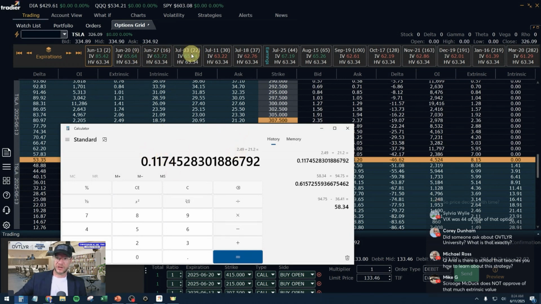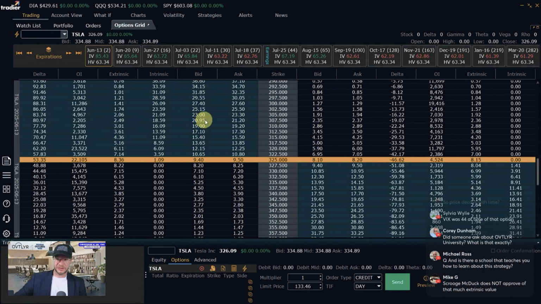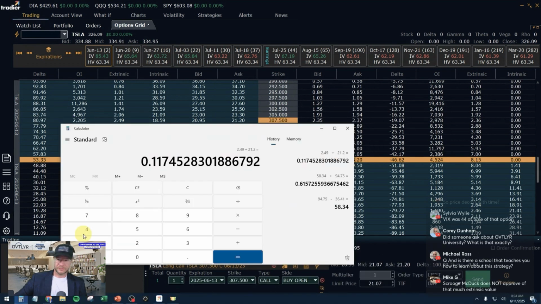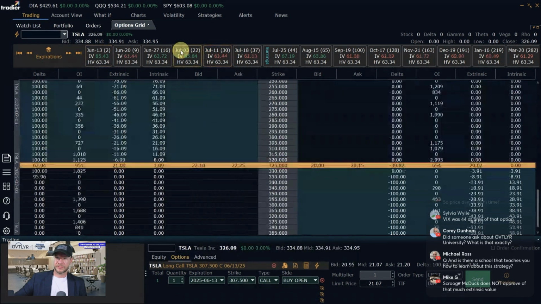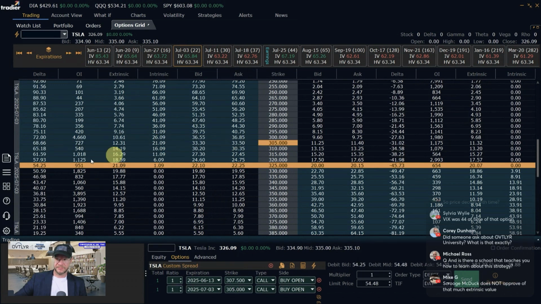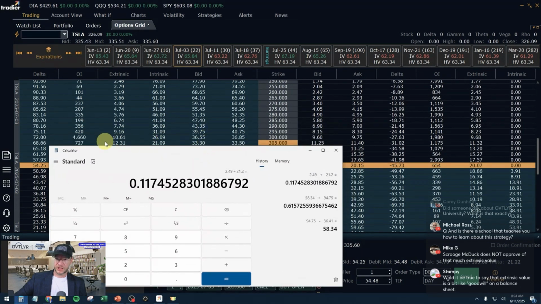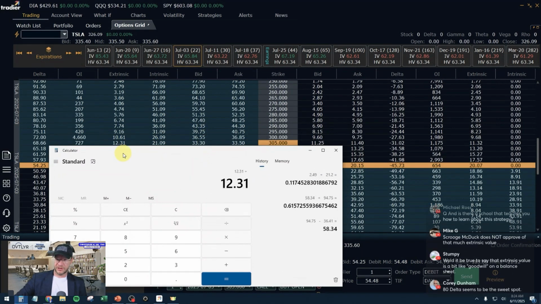Let's go out to 22 days out. Let's again go to the 80 delta, which is this one here. The math always maths. This is why I go here. 80 delta is here at the 305. Okay, $12.31 of extrinsic value divided by the price of the option, $33.50, is 36%. So that is an expensive option.